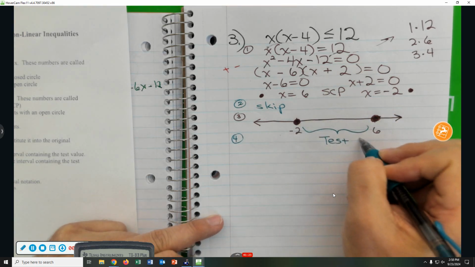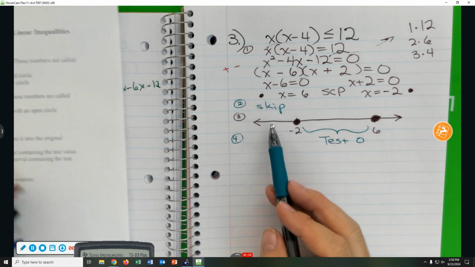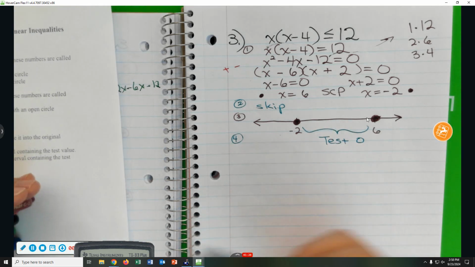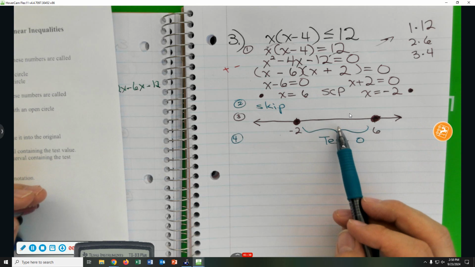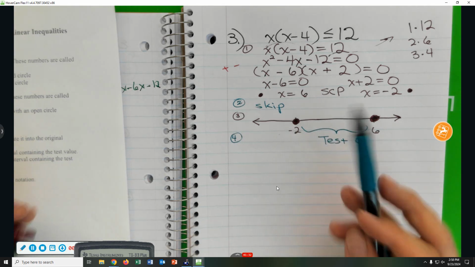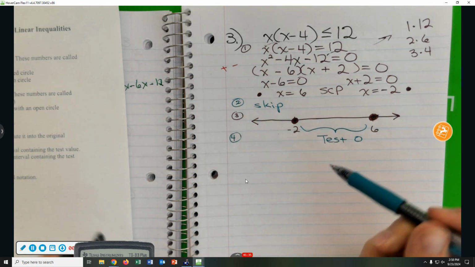If this interval is true, then what will we assume here? Oh, you already told me. If these are false, then we'll shade the other ones. Right. Okay, so we're going to test 0.